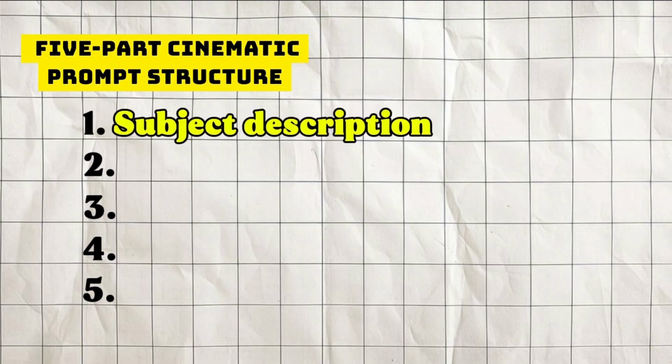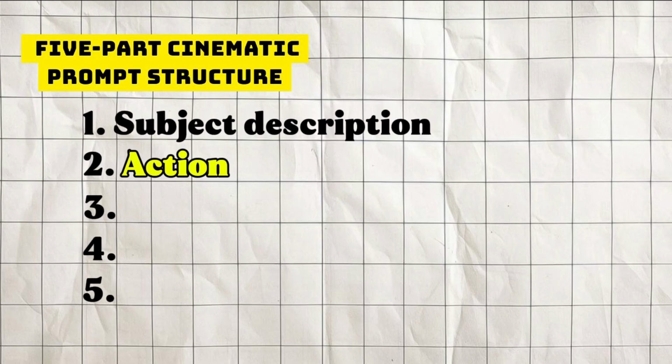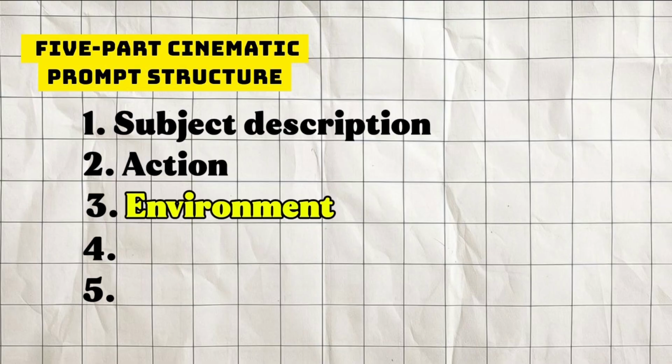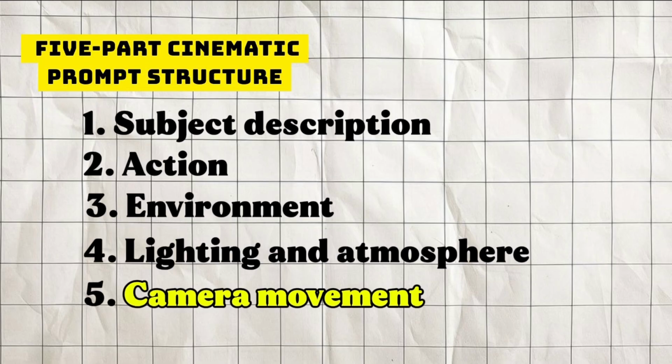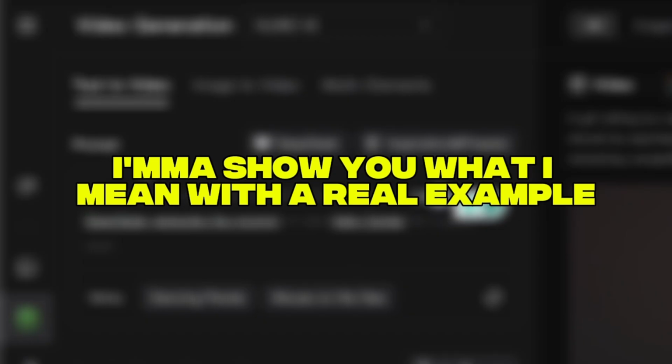Your prompt should begin with detailed characteristics of your main subject, describing who or what is in the scene with specific traits. Next, clearly articulate what your subject is doing in the scene, making sure to use dynamic verbs that convey motion and purpose. The third element must establish the complete surroundings where your action takes place, painting a rich backdrop with details about the setting. For the fourth component, specify the mood and visual tone through your description of lighting conditions and atmospheric elements. Finally, direct exactly how the viewer will experience your scene by defining specific camera behaviors to create cinematic movement rather than a static view. I must show you what I mean with a real example.